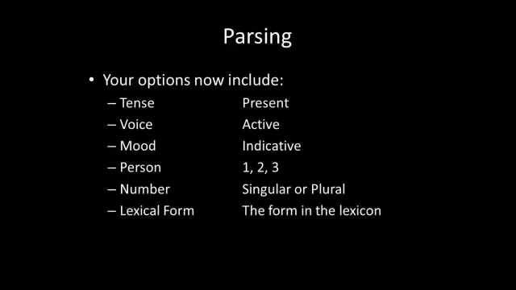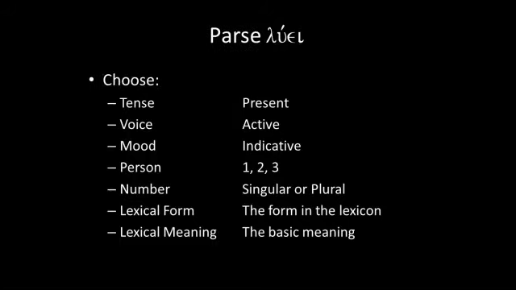Then you give the lexical form. In other words, what is the form that you look up in the lexicon? What is the dictionary form? And then the lexical meaning. In other words, the basic meaning. Now here, I'm not asking you to translate when you're giving the lexical meaning. When I'm asking you to translate, you'll translate. But when I'm asking for the lexical meaning, all you have to do is repeat what the basic meaning is in a lexicon. For a verb, seven things: tense, voice, mood, person, number, lexical form, lexical meaning.